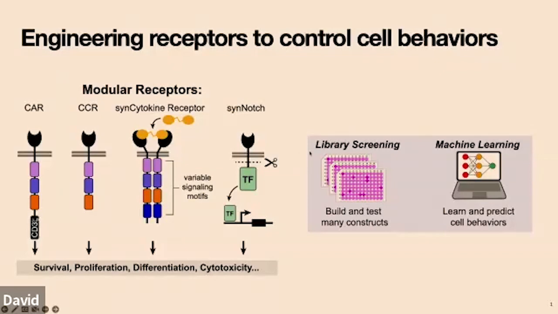And the way that I like to study these is through library screening, where we build many constructs and test them all, and then use machine learning to understand the system from a quantitative perspective so that we can learn and predict the cell behaviors that I've listed on the left side here.